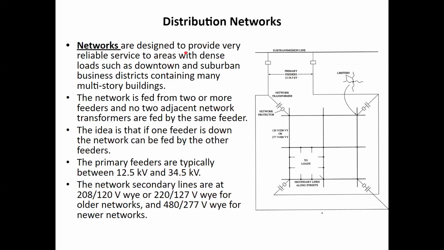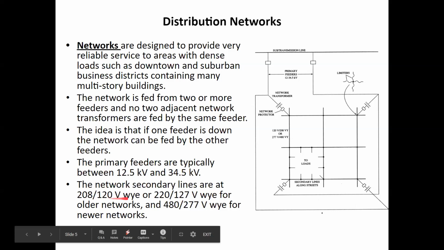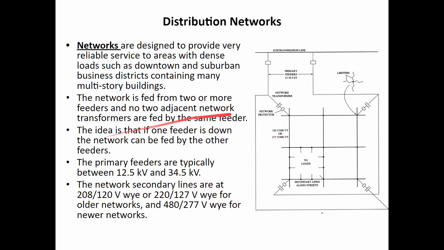Networks are designed to provide very reliable service to areas with dense loads like downtown or suburban business districts, multi-story buildings, etc. And as we studied about the primary feeder, it will normally be 13.8 kilovolt here, or even 34.5 in some places. And the secondary will be 208/120 volt, and it will be like you see in this picture.